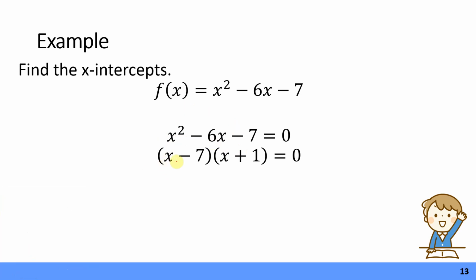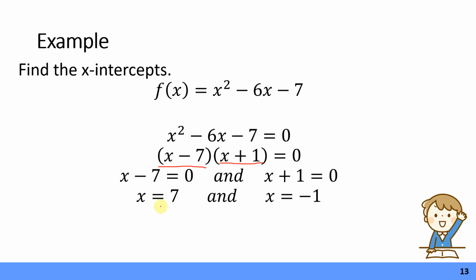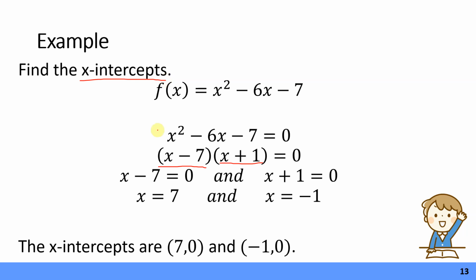And then from here, we set each one of those equal to 0. So I bring this one down, set it equal to 0. I also bring this one down, set it equal to 0. In order to solve the first one, I move the 7 to the other side, so it becomes +7. And on this one, I move the 1 to the other side, so it becomes -1. So those are my two answers. But again, remember, x-intercepts are always written down as ordered pairs. So here we go. 7, 0 is my first x-intercept, and my second intercept is -1, 0.